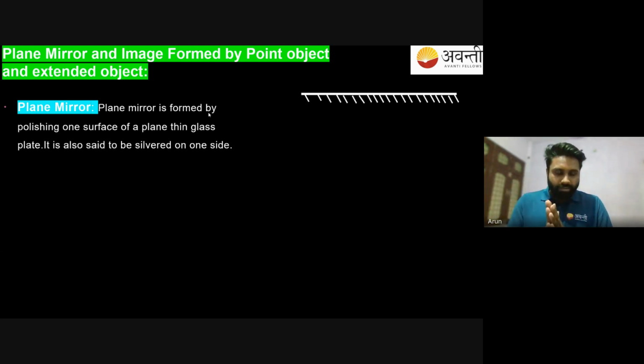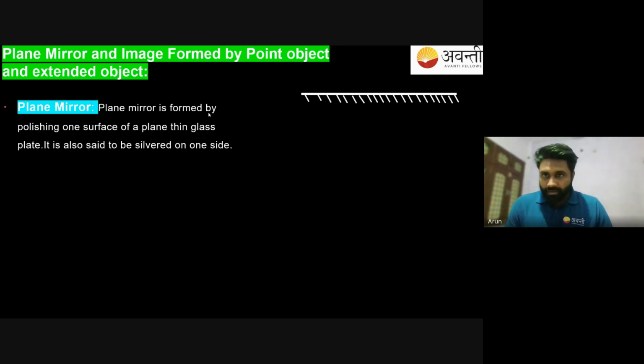No, I'm not forcing you to consider the glass. Anything could be a plane mirror. The condition is that one surface has to be polished and one surface is kept silvered. The light cannot be passed through it; the reflection must take place there. So it is nothing but a thin glass plate. I have mentioned the glass here, but you can consider anything as a plane object.